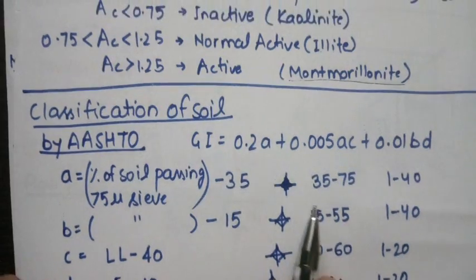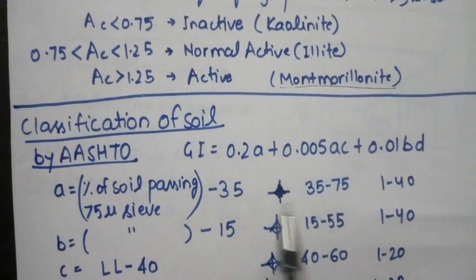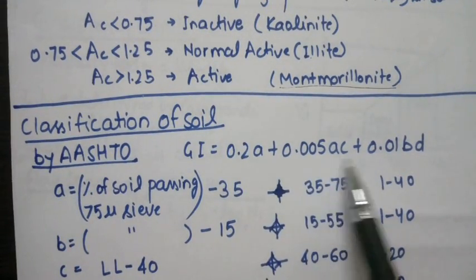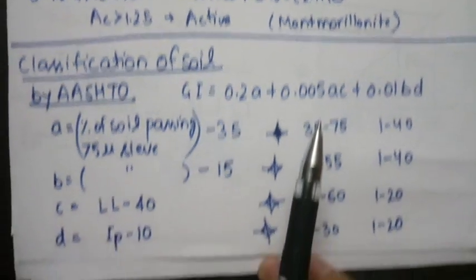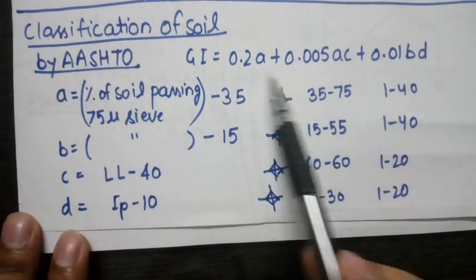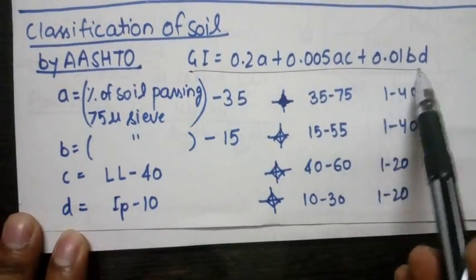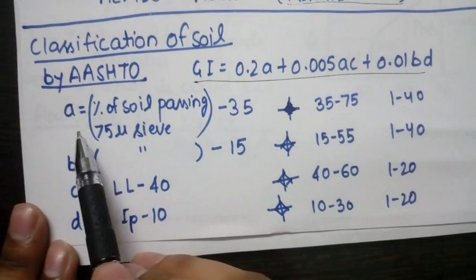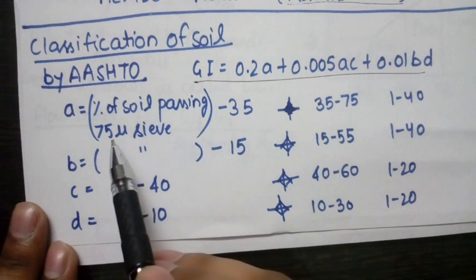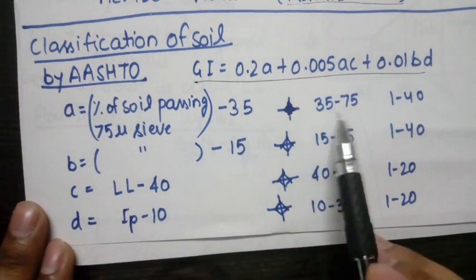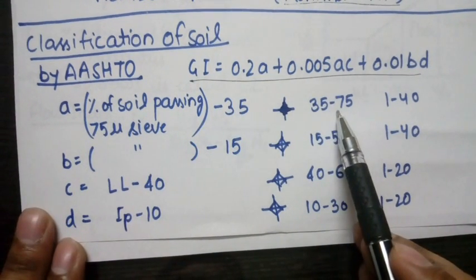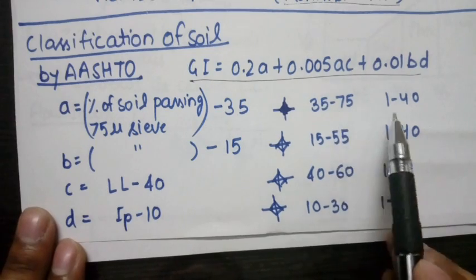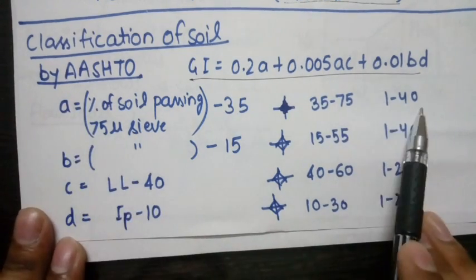Now classification of soil by ASTM, we have group index values: 0.2A plus 0.005AC plus 0.01BD. This formula is very important in soil mechanics. Now what is A? A is the percentage of soil passing 75 micron sieve minus 35. Its limit is between 35 to 75, and the limit of A is 1 to 40.